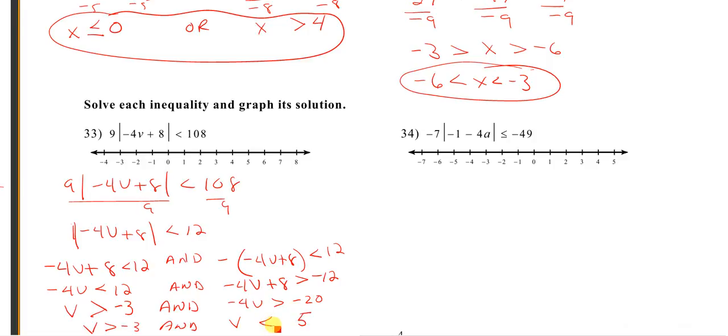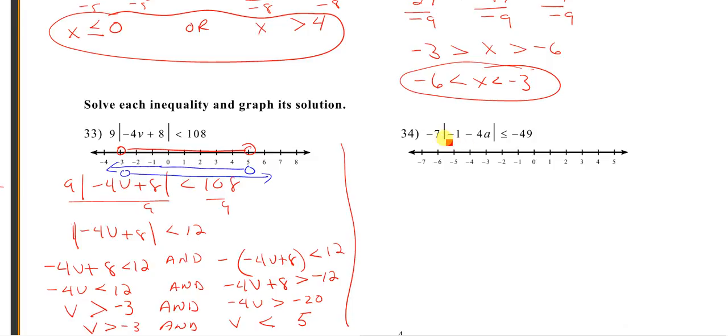I have v is less than 5. So let's go ahead and put v is less than 5. That's an open dot. That's where v is less than 5. V is greater than a negative 3. That would be down here, going this way. And I'm going to extend this arrow a little bit. And you can see that what's going to happen is it's an and, so it's the overlap. The overlap starts here at that open dot. It's overlapped to up here, and there's the intersection. Okay, let's do the next one.